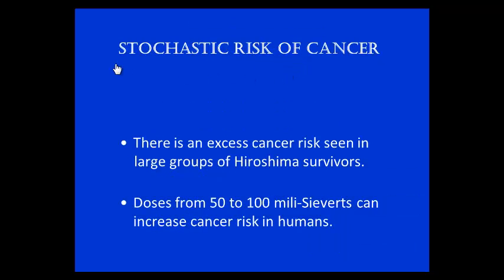What we worry more about is a stochastic, which is a probability effect. And this is really all based on the Hiroshima bomb survivors because there was an excess cancer risk in those survivors. Again, it wasn't seen until 10 to 20 years later, and trying to extrapolate that to what does that mean for diagnostic radiology can be a bit of a problem. But I think generally in that range of 50 to 100 millisievert exposure can increase the risk in humans, is what was found from that data.